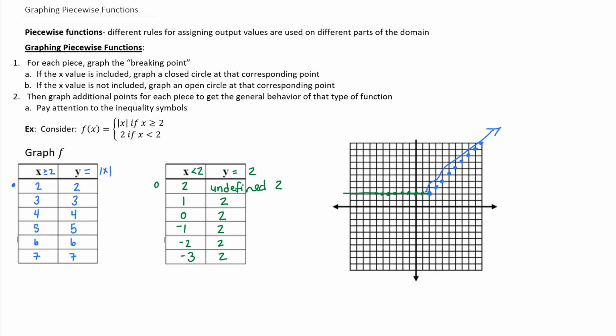That's why I put the breaking point on both tables, just so I don't have any gaps here. Otherwise I might accidentally start here and I have a gap in my pieces, but I have to account for all these values between x is 1 and x is 2. So that's graphing a piecewise function.